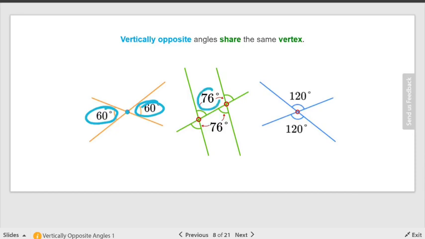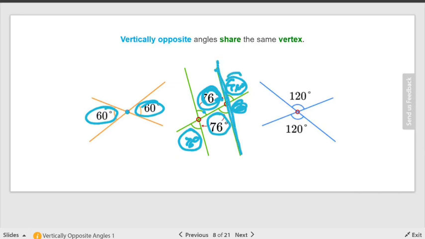So, if this is 76 degrees, then what's this blank circle? I'm sorry, I should put that there. So if this one's 76 degrees, what's this blank circle? 76 degrees. Okay? If this one is 76, does that tell me anything about this one? Be careful, look where it's pointing. No, it's not, because this is a straight line right here, isn't it?